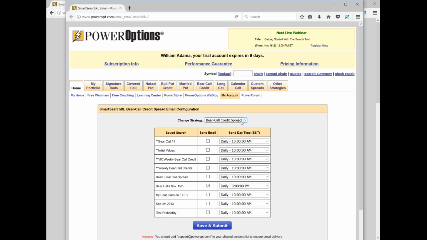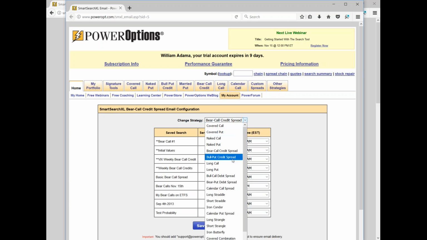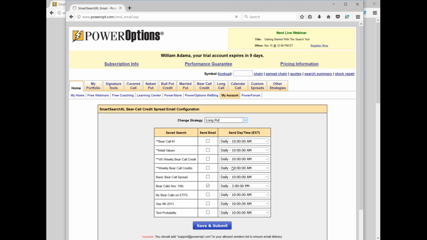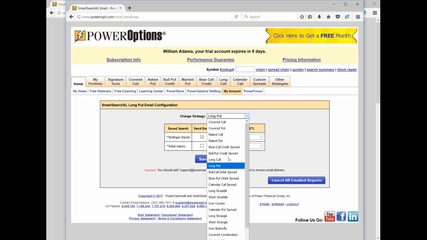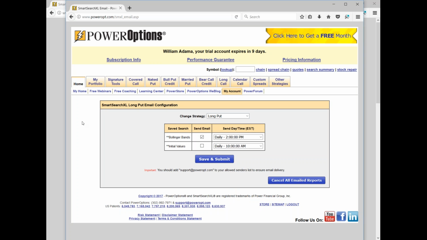But even though I was in the bear call search, I can just toggle between whatever searches and strategies I've created. So if I now want to say, let's go to long put, I want the PowerOptions default sent to me by email at 2 o'clock every day. Right? So we can just set that as well. So you can just toggle between there with that change strategy field, which Jim mentioned.